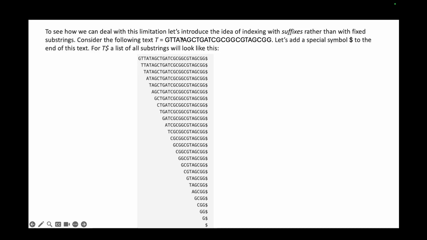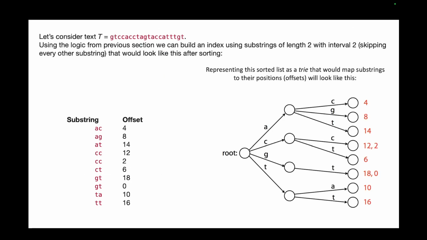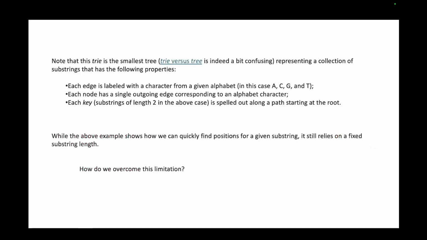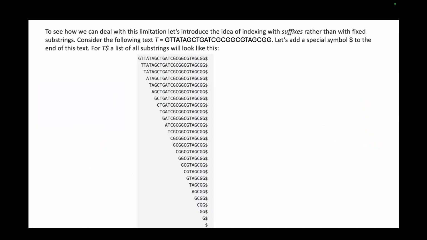Now, let's see an example of how we can do it. This will introduce the idea of indexing with suffixes rather than a fixed substring. Till now we used the substrings and indices here, and here also the substrings and the indices. These are fixed substrings. Now what we'll use is suffixes rather than substrings, and we'll try to use indexes on them.